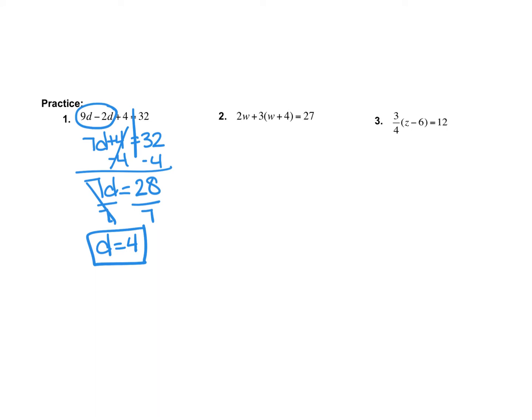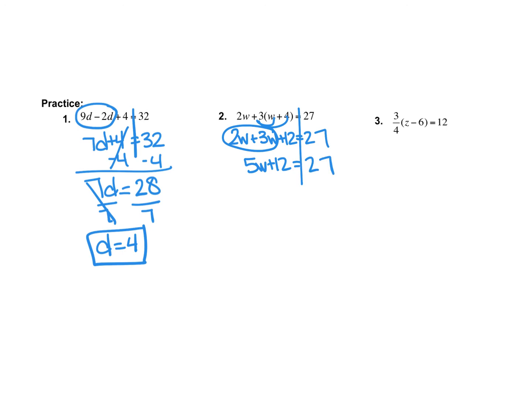All right, so for our next one now, looking at this one, I can see that I can simplify, and the 3 times w has to come before I add in that 2w. So I'm just going to bring the 2w down here, and now I'm going to multiply. 3 times w is 3w, and 3 times 4 is 12 is equal to 27. All right, I'm going to simplify by adding these together.